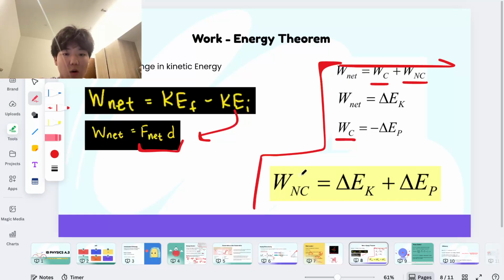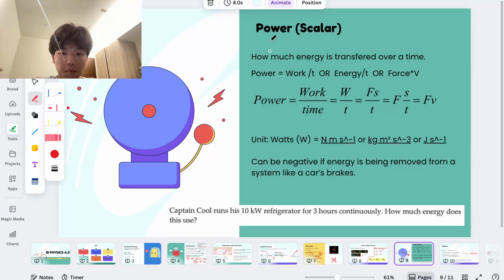The work done by non-conservative forces is equal to the change in kinetic energy plus the change in potential energy. I hope the test doesn't have something like this. This is weird. Okay, so power. It's a scalar again. So energy, power, and work are all scalars.